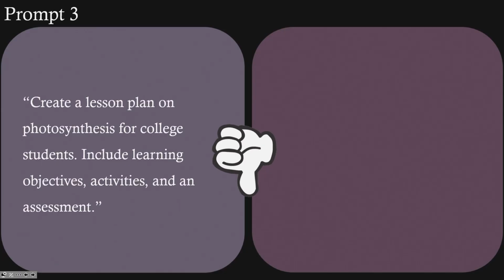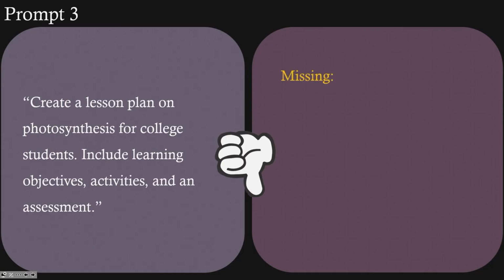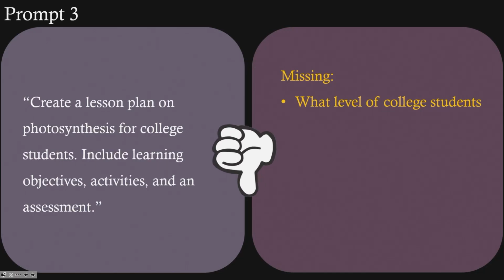Why is this a bad prompt? This looks wonderful. I'm telling it to create a lesson plan on photosynthesis. This is for college students, that's the audience I'm looking for, and to include the learning objectives, activities, and an assessment with it. So why is it a bad prompt? Because it is missing what level of college students. Even though it's a photosynthesis lesson plan for college students, is this for undergrad? Is this for graduates? Is this for people who are transitioning back into college? Yes.